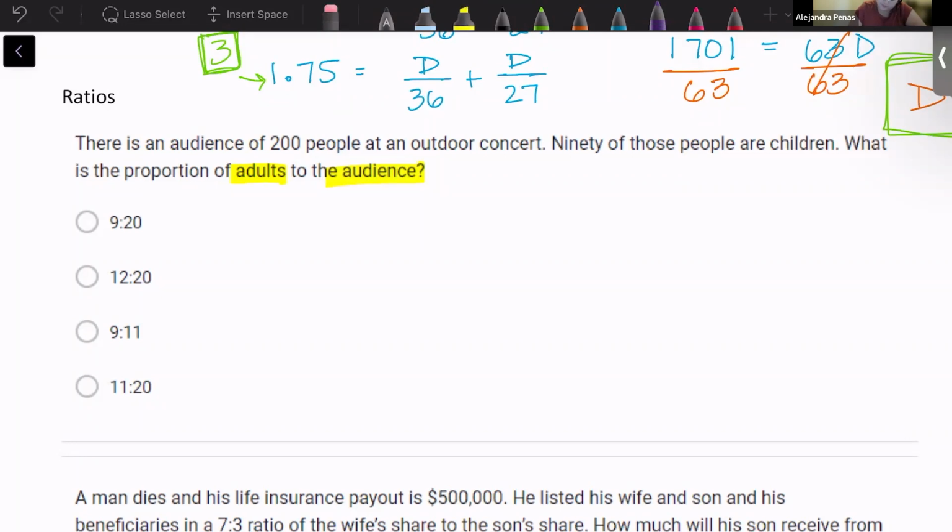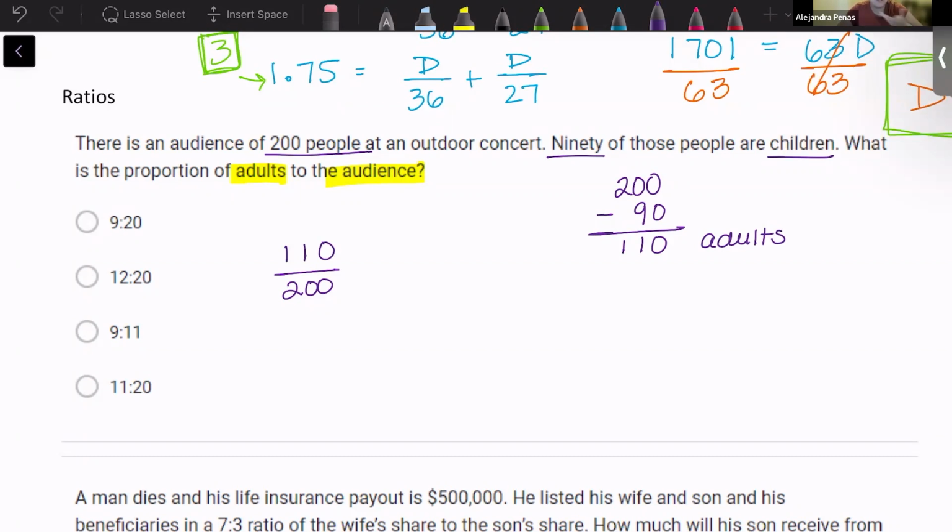So we have a total of 200 people out there. So that's the total audience. 90 of those people are children. We don't really care about the children. We care about the adults. So I'm going to take those 200 and I'm going to subtract the 90 children. And that's going to leave me with 110 adults. That is going to be the number that I put up here, 110.